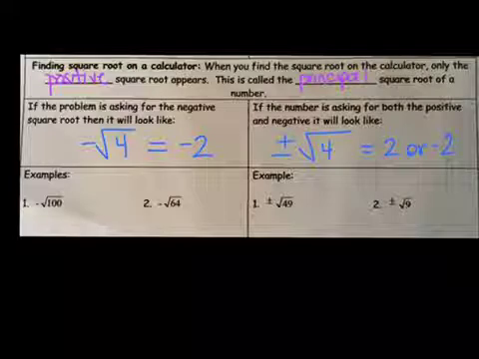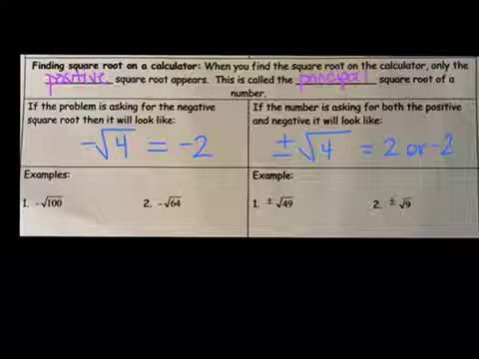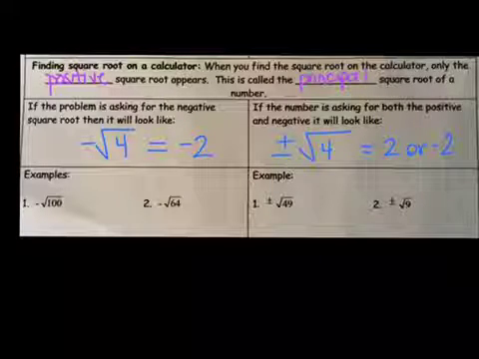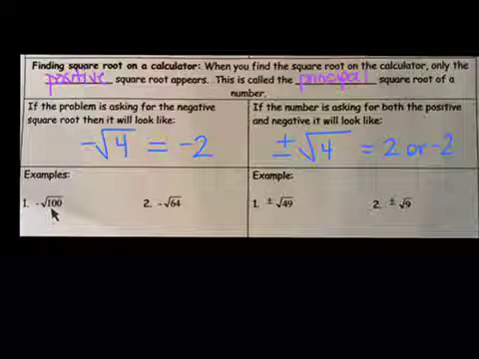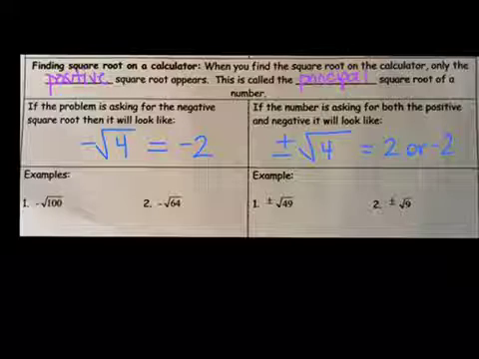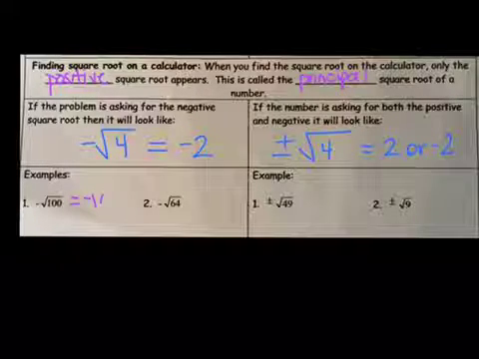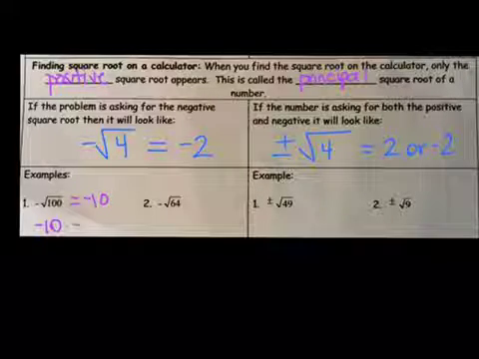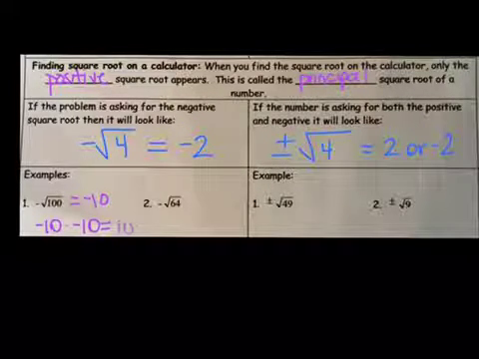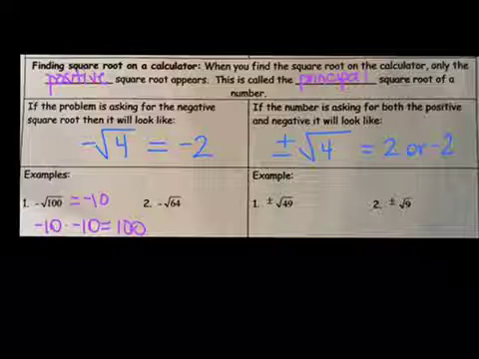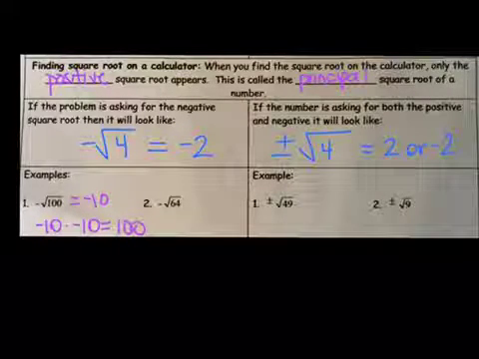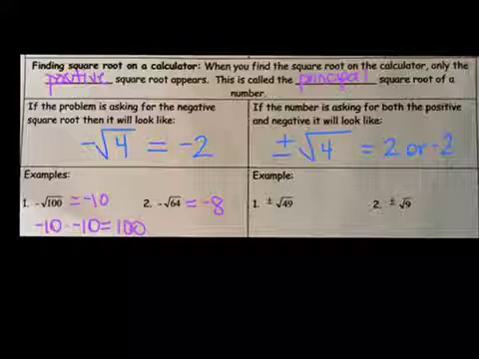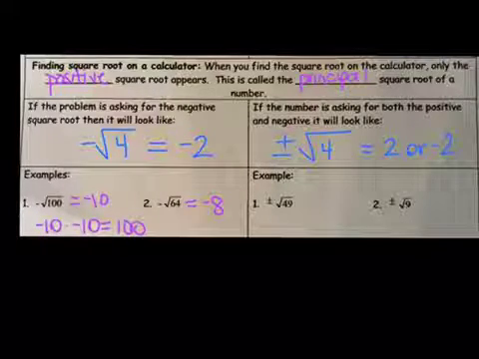Alright, for these examples, try them on your own first and then play the video to see if you're right. For number 1, we're looking for the negative square root of 100. We know that's negative 10. Just to check, negative 10 times negative 10 equals 100. For number 2, we're looking for the negative square root of 64, and that would be negative 8. Negative 8 times negative 8 equals 64.